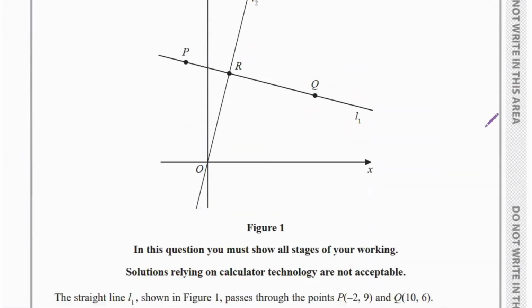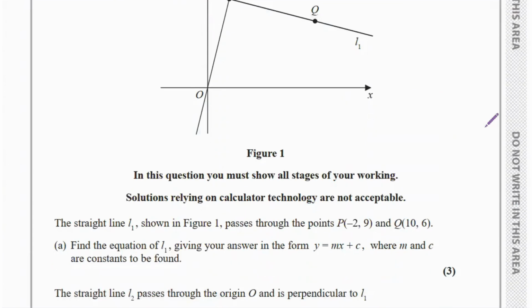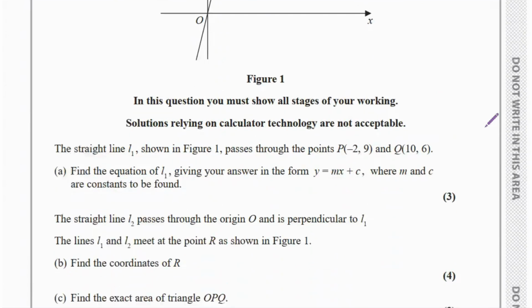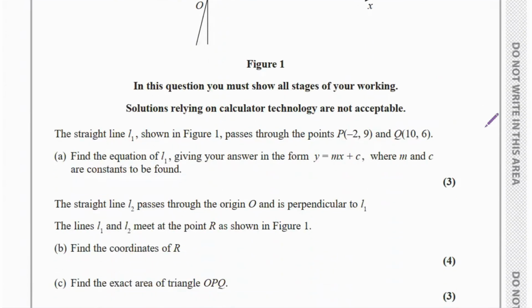Then in question 5, in this question, you must show all stages of your working. Solutions relying on calculator technology are not acceptable again. So we have the straight line L1, shown in figure 1, which passes through the points P and Q. They've given the coordinates. We have to find the equation of L1, giving your answer in the form y equals mx plus c, where m and c are constants to be found.